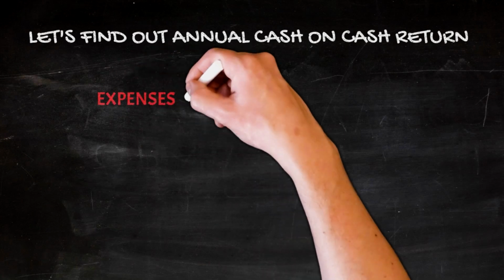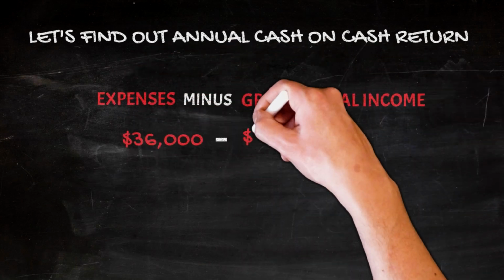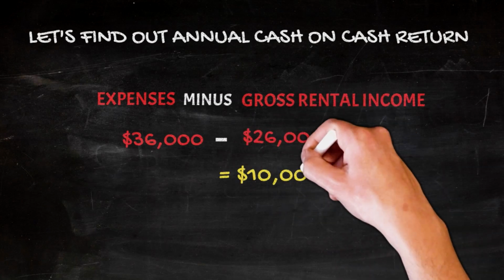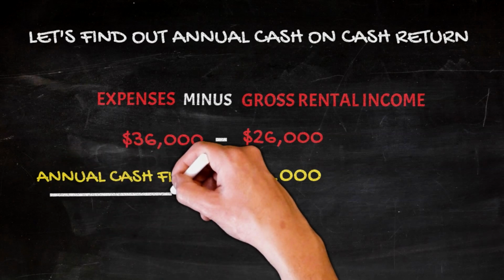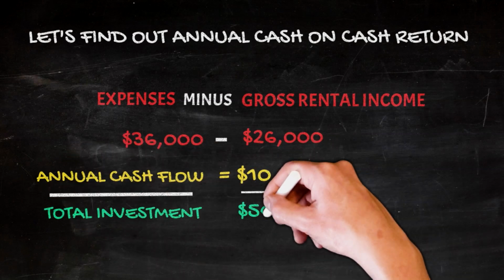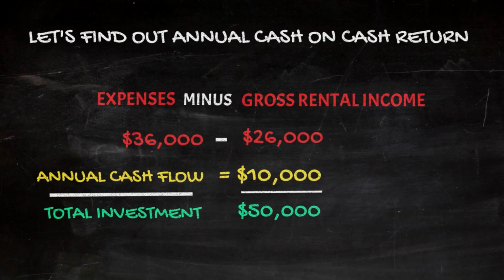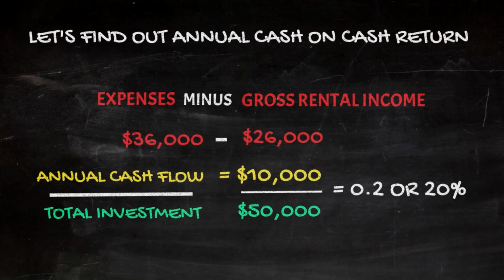We would first subtract the expenses from the gross rental income, $36,000 minus $26,000, which comes to $10,000. This is your annual cash flow. Then we'll divide your cash flow by the total amount of money you invested, which in this case is $50,000. $10,000 divided by $50,000 equals 0.2, which translates to 20%.